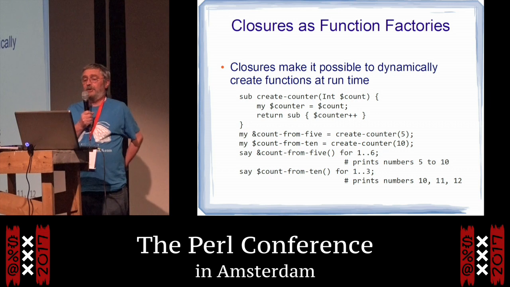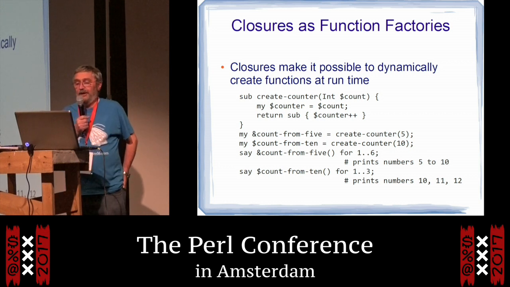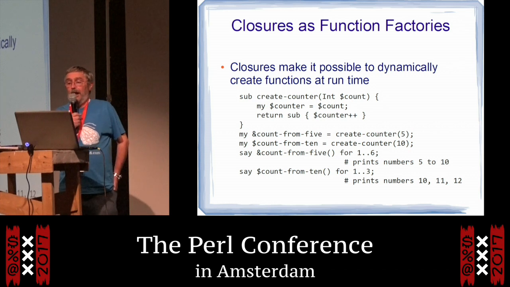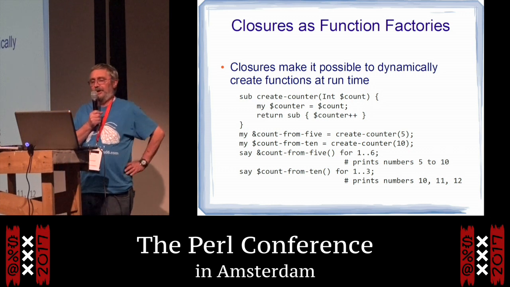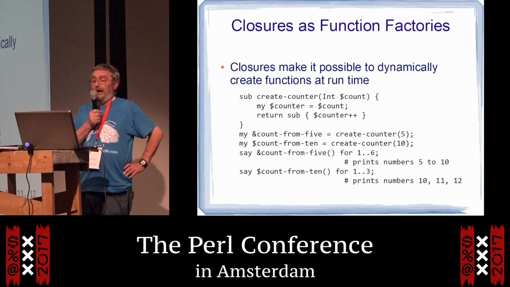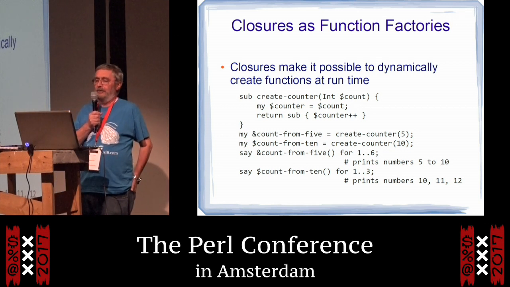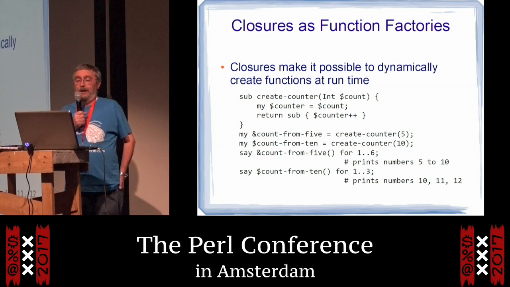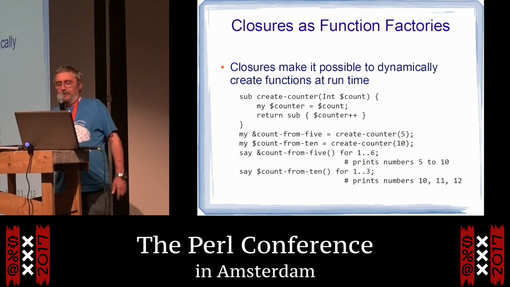So this create counter function creates a function at runtime, and then I call it two times. I first call it with number 5, and then I call it with number 10, and I give a different name to the dynamically created subroutine that I receive. One is count from 5 and the other one count from 10. And what happens here is that I really have two different subroutines, both created by the same create counter. And they can work in parallel without mixing with each other. So the count from 5, for instance, will count from 5 to 10 here, and then I call count from 10, and it will start with 10, 11, and 12.